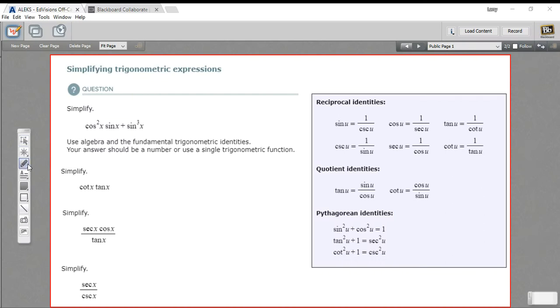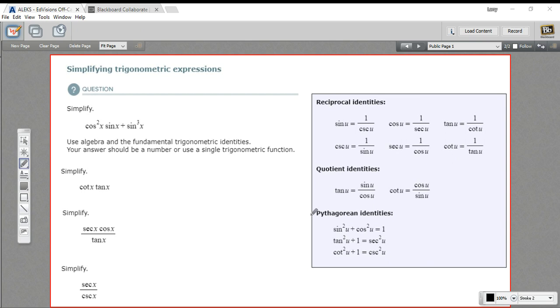In these problems, we're being asked to simplify some complicated-looking trig expressions. For example, here we have cosine squared x times sine x plus sine cubed x. And we're supposed to use algebra and some knowledge of trig identities to bring that all down to just one trig function. So how are we going to go about this?